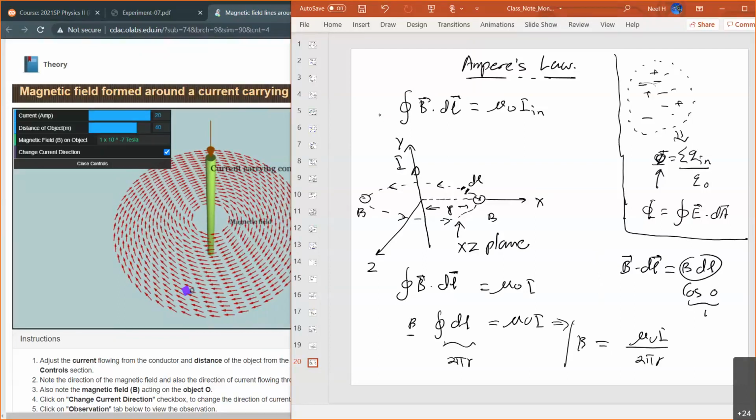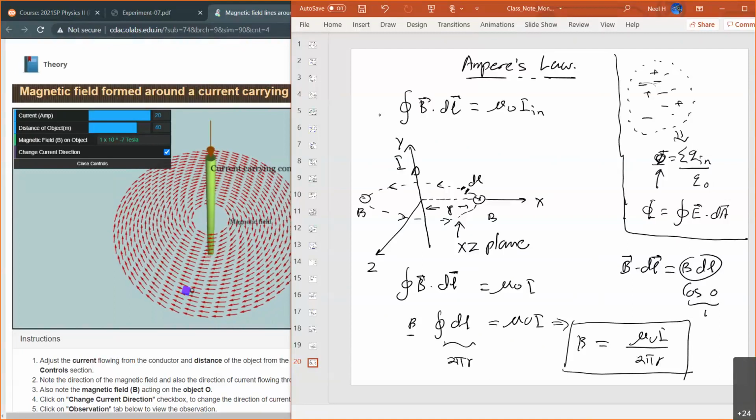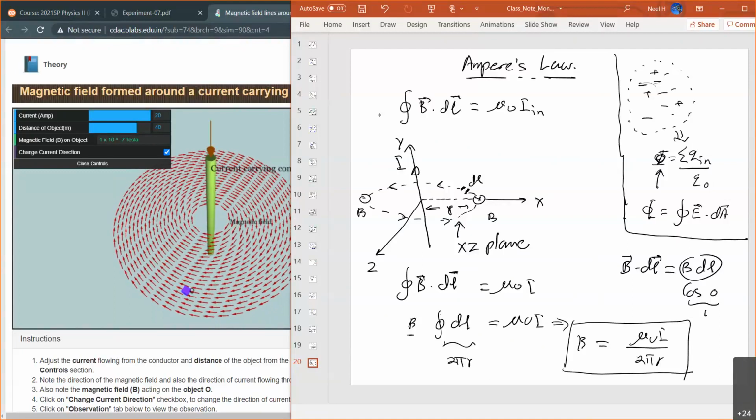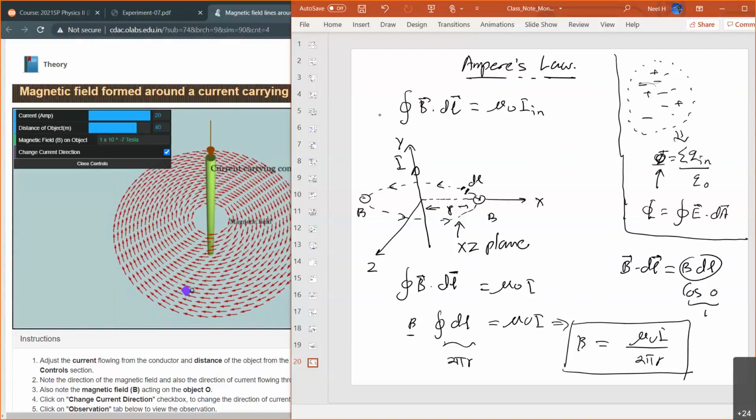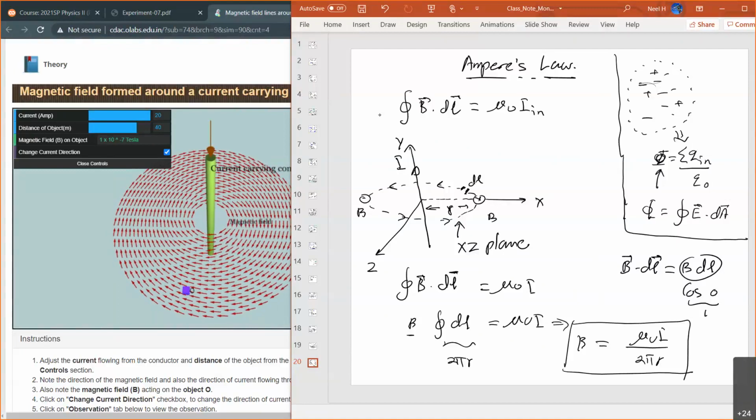You can see that applying Ampere's law is much easier than the Biot-Savart law. Biot-Savart has that cross product. You have to figure that out first and so on. But Ampere's law is a very simplified version. Okay, any question?